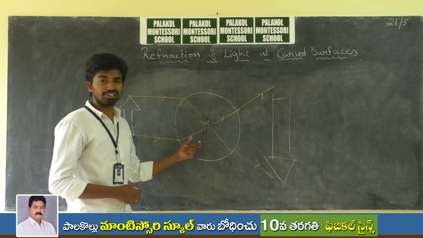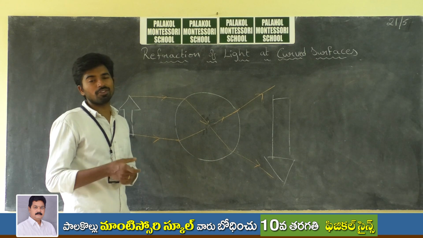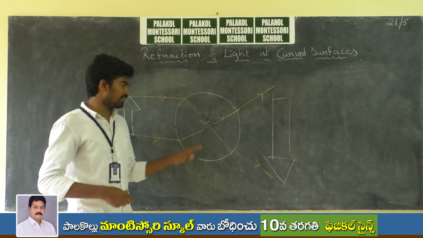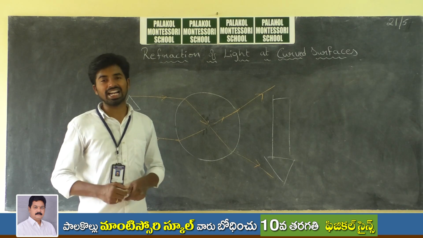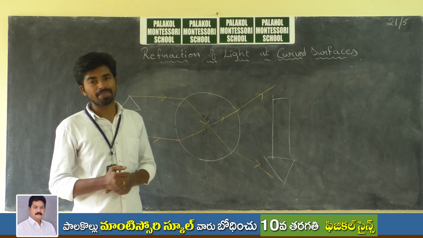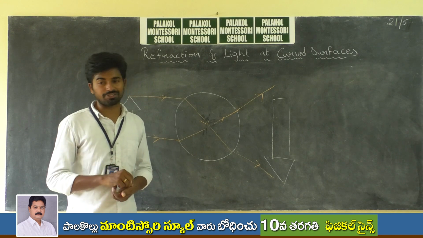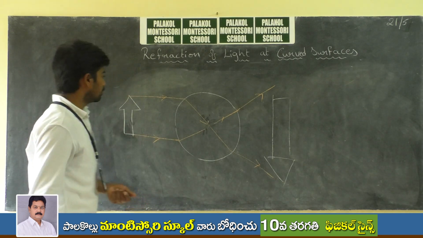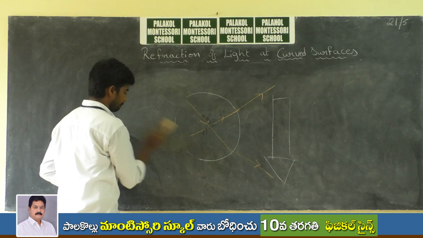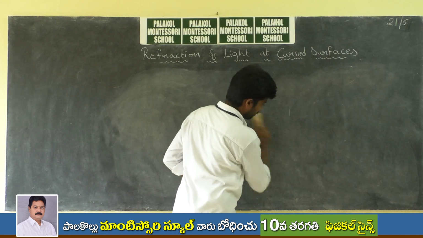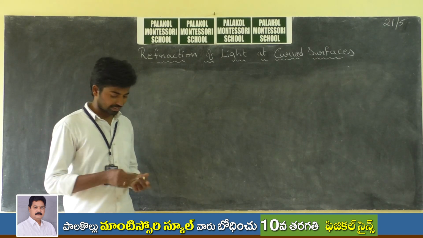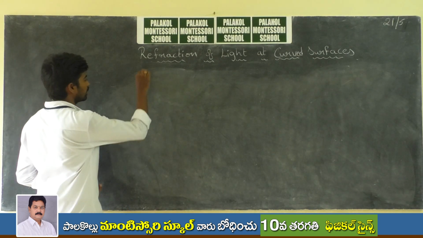Because of refraction only, in some shops you will observe the lemon kept inside the glass beaker appears larger than its actual size. It is also due to the refraction of light at curved surfaces. So let us know about lenses.